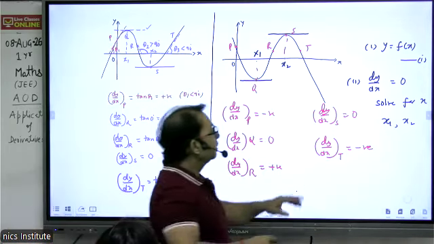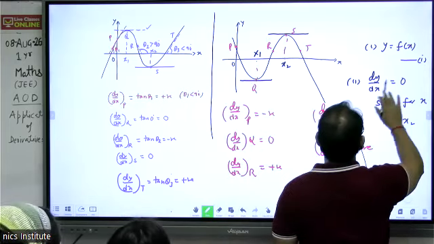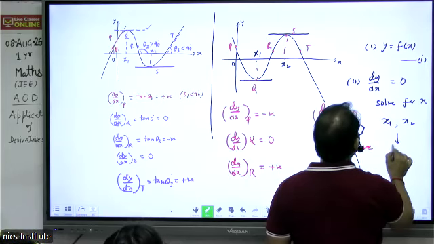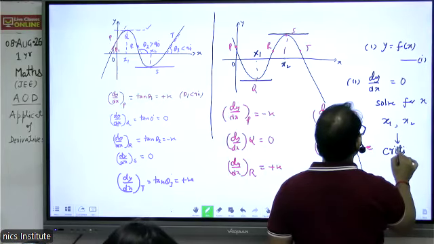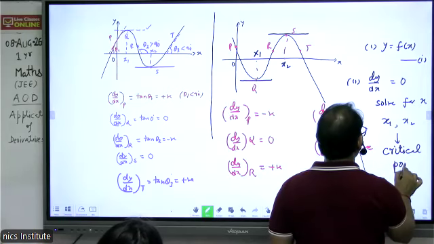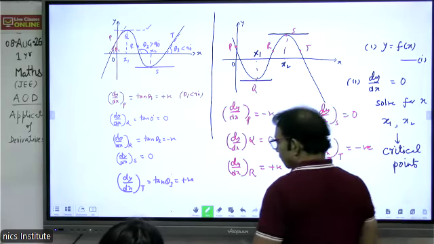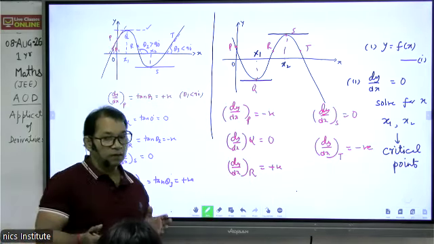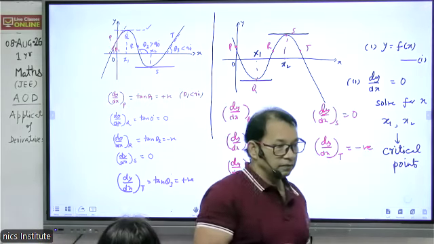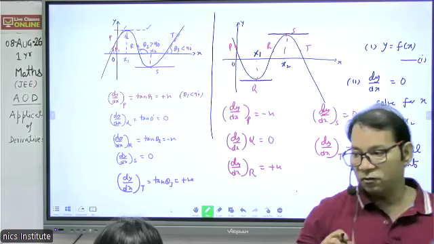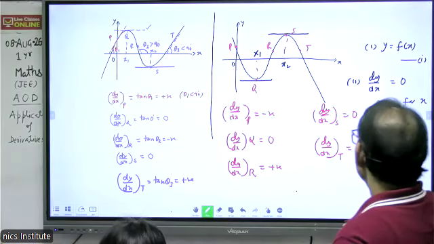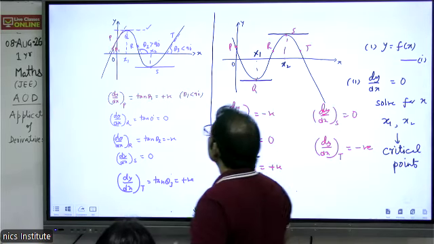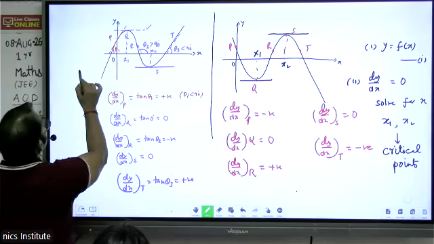So if you differentiate a function, equate it to 0, solve for x1, x2, that means these are critical points. Critical point means those points at which the sign of derivative changes, either from positive to negative or from negative to positive. So if you differentiate a function, equate it to 0, you get those points where derivative of the function changes. Like for this particular graph, look at this interval.